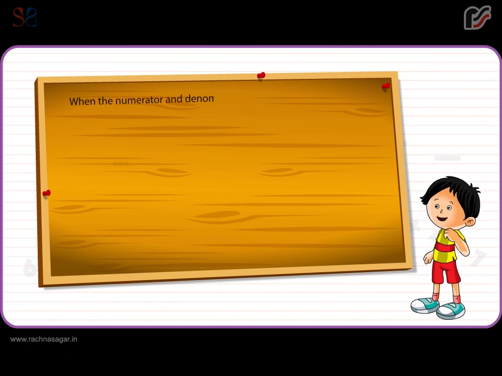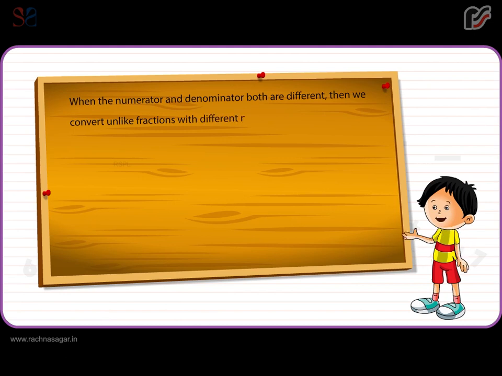When the numerator and denominator both are different, then we convert unlike fractions with different numerators into like fractions by finding the LCM of their denominators.